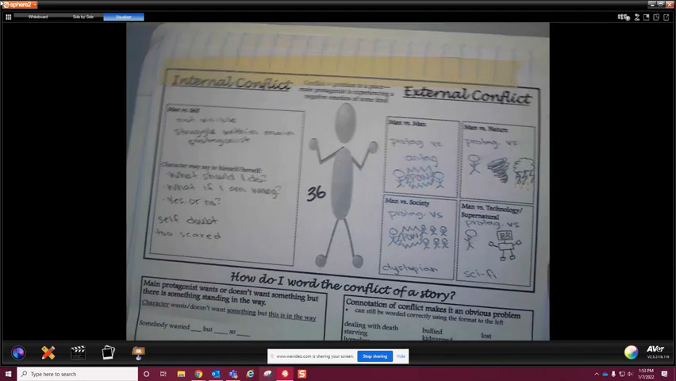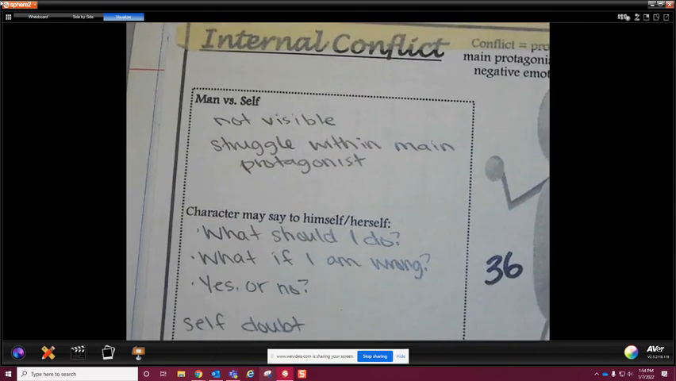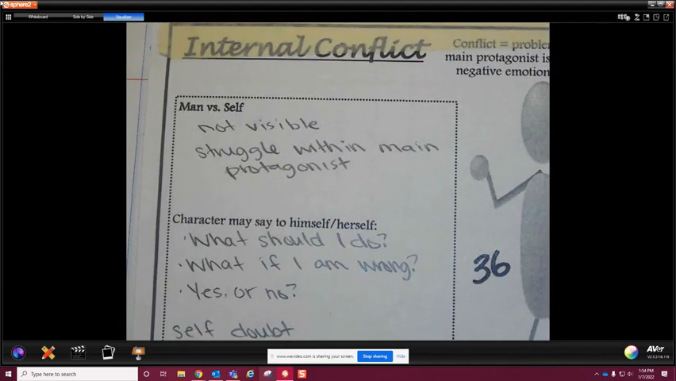Okay, so internal conflict. And again, you're going to write this down. If you have your notebook, awesome, do it on page 36. If not, you're going to write it on a separate sheet of paper and you can tape it in when you get back. All right, so internal conflict. It's not visible. This is a struggle within the main protagonist. So it's an internal struggle. We can't see it. It's just internal.